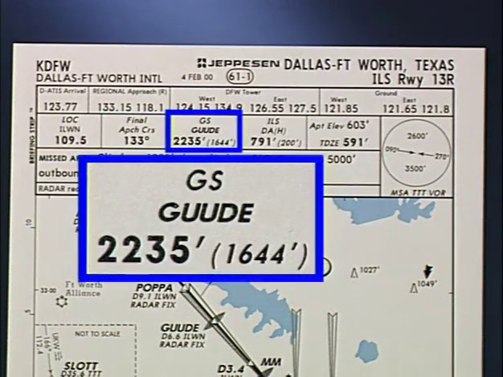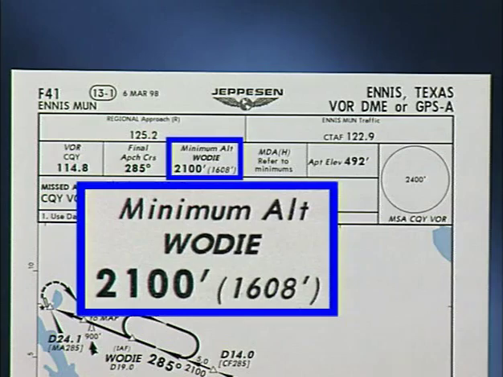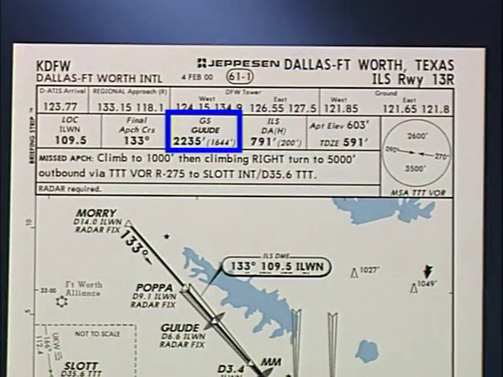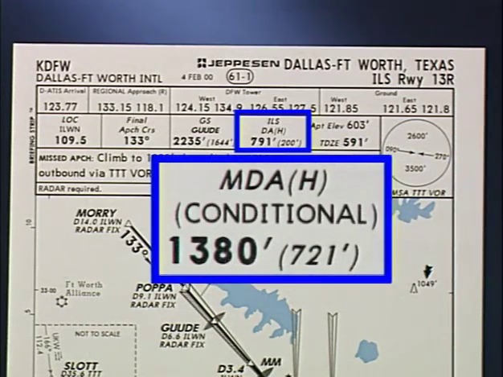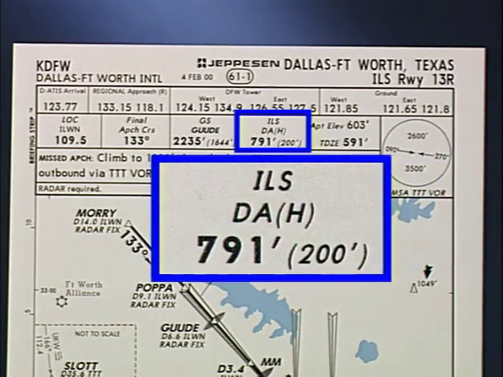Next is the key altitude information. For a precision approach, this is the glide slope outer marker altitude. For example, the glide slope altitude at Good, the outer marker, is 2,235 feet MSL. For a non-precision approach, it is the minimum altitude at the final approach fix. Following the glide slope information is the lowest decision altitude, DA, or minimum descent altitude, MDA, depending on the approach type. The ILS decision altitude is 791 feet.